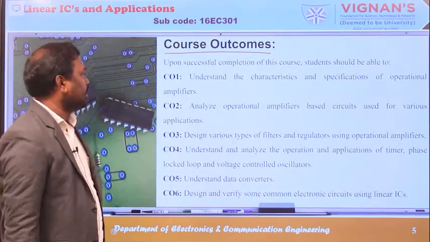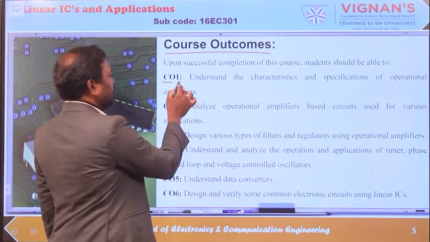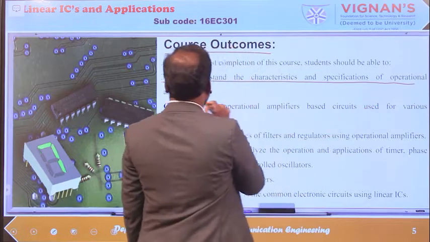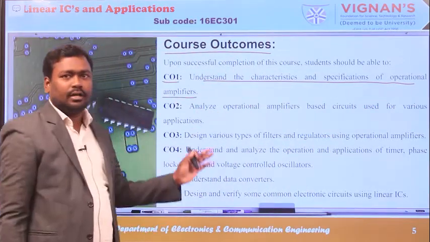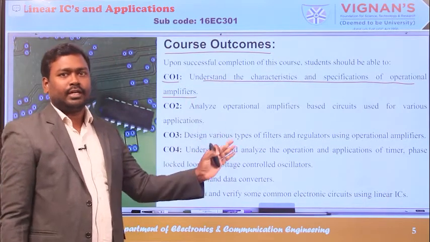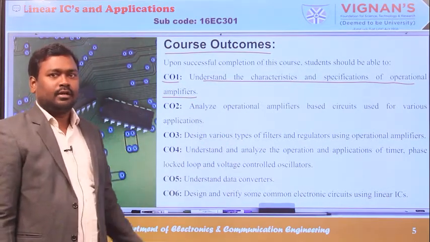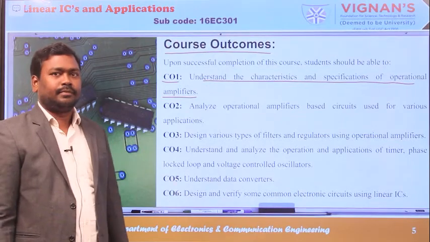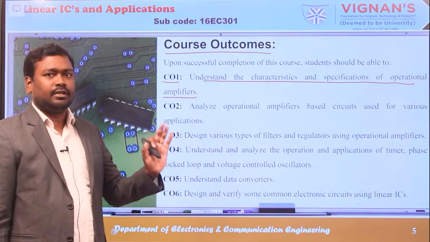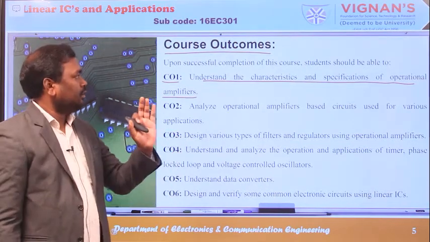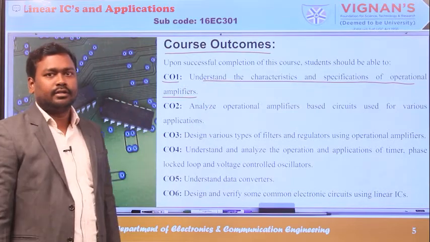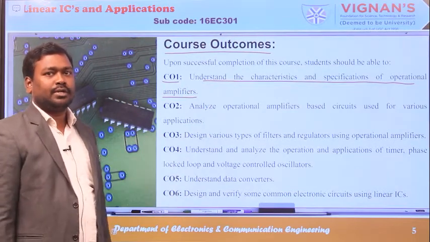Okay. So here the course outcome 1 is understand the characteristics and specification of the operational amplifier. It is the outcome of the first unit. In the first unit, you study the operational amplifier and its characteristics. So after completion of the first unit, the students should be able to understand the characteristics and specifications of the operational amplifier.